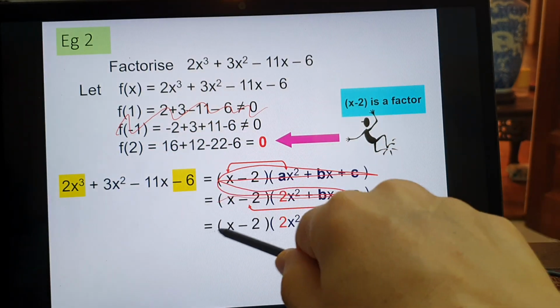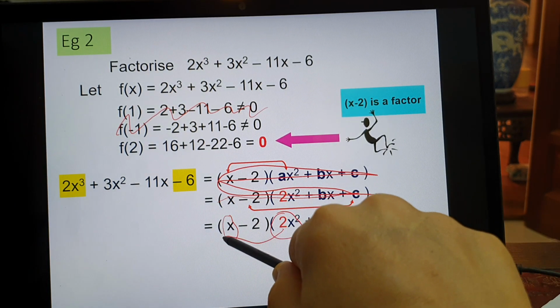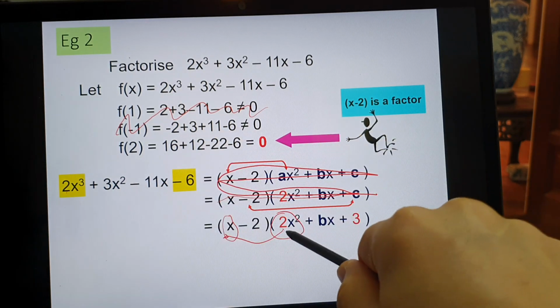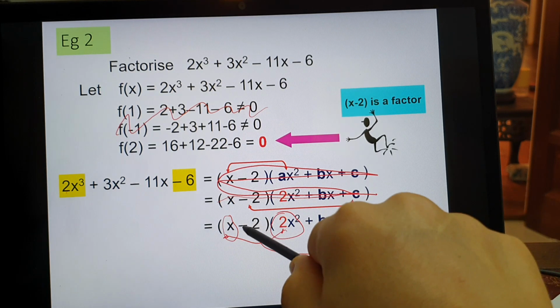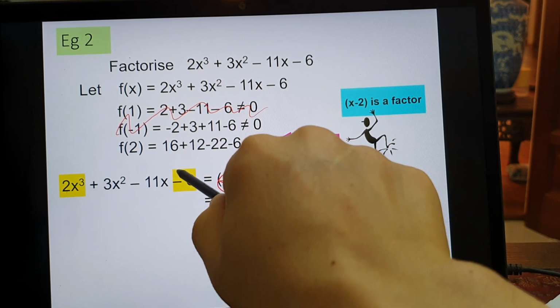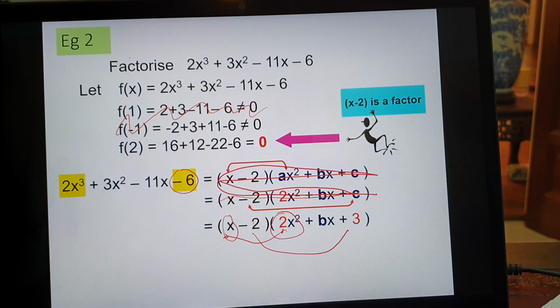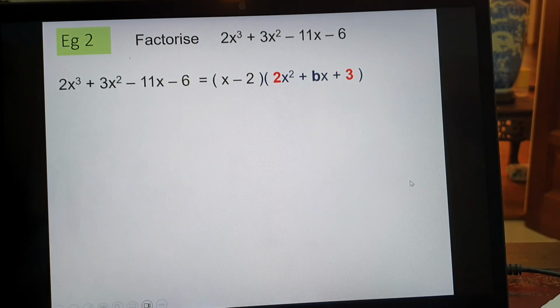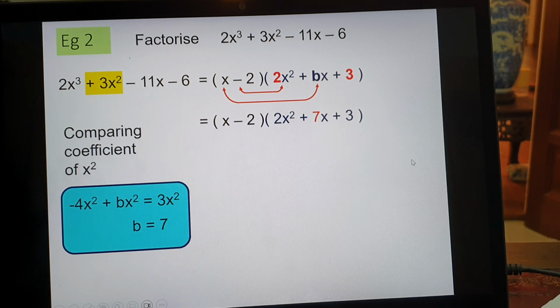You attack the highest power. What number times 1 will give you 2? Of course it must be a 2 here. Then what number? That means now you assume you don't know this C. What number times minus 2 will give you this? Actually, very simple. You just take minus 6 divided by minus 2, you get 3. So you write plus 3 here. So you can use the calculator to help you. And after this, you have to compare coefficients. You can choose either to compare x squared or x. And this is what you get. We've done many of these in class.